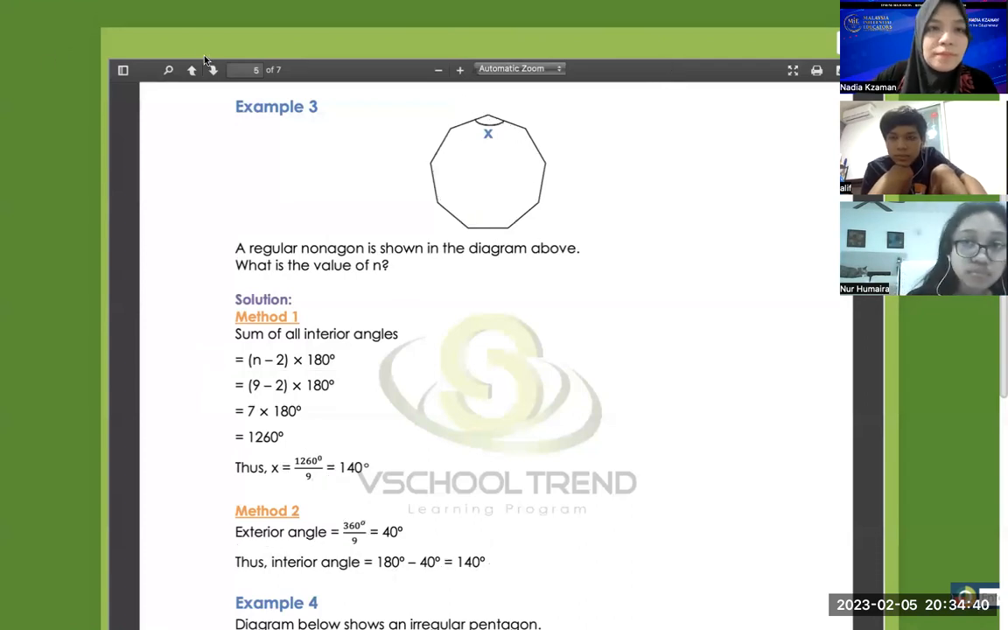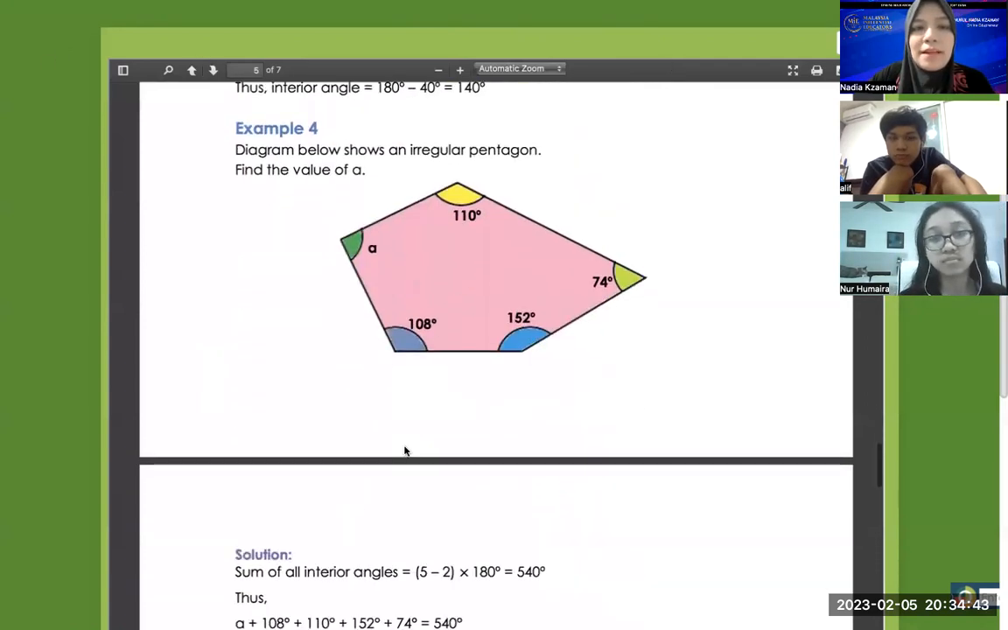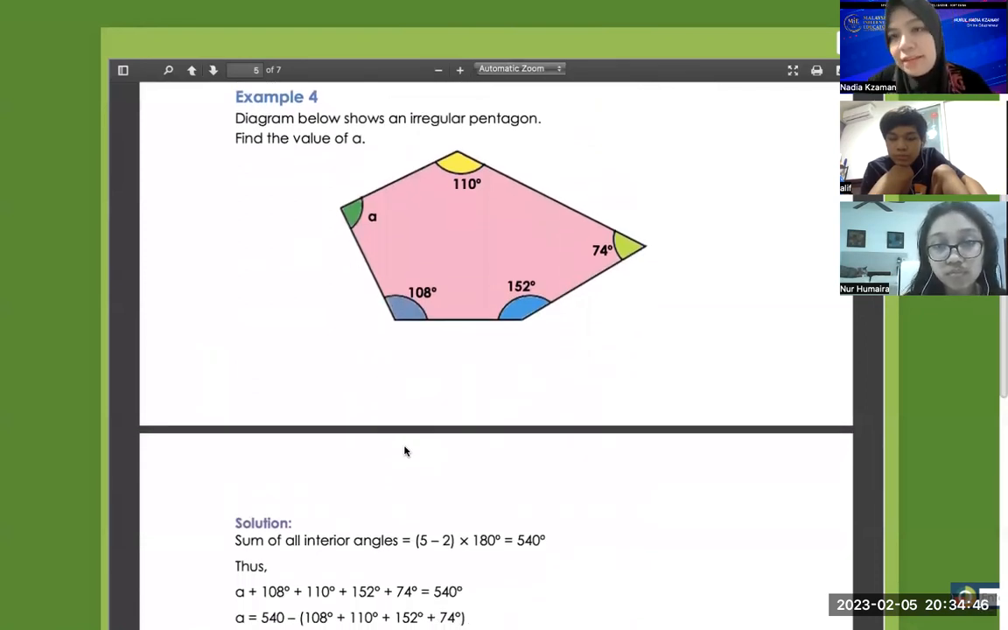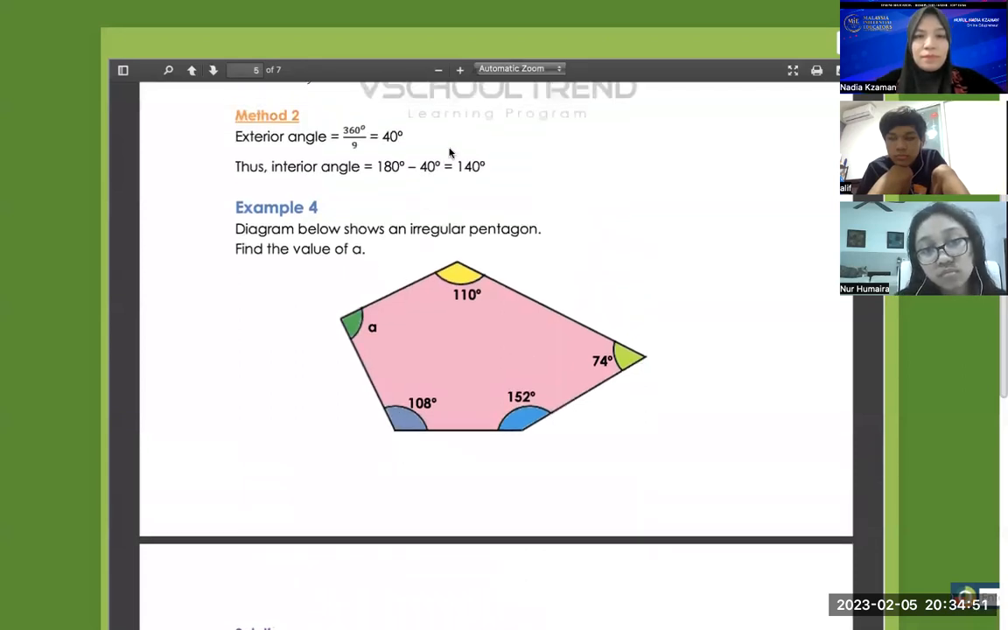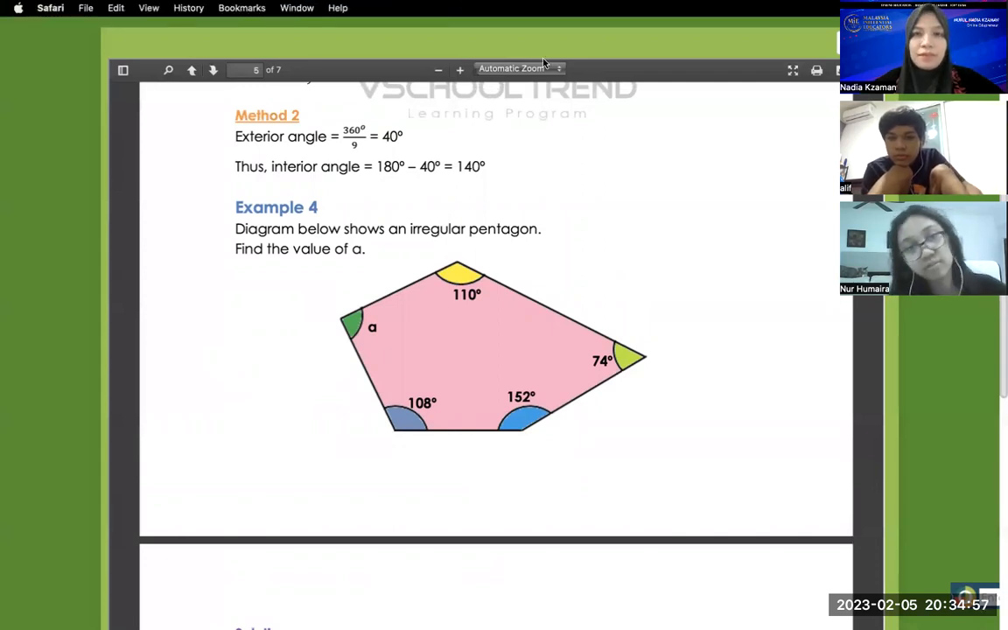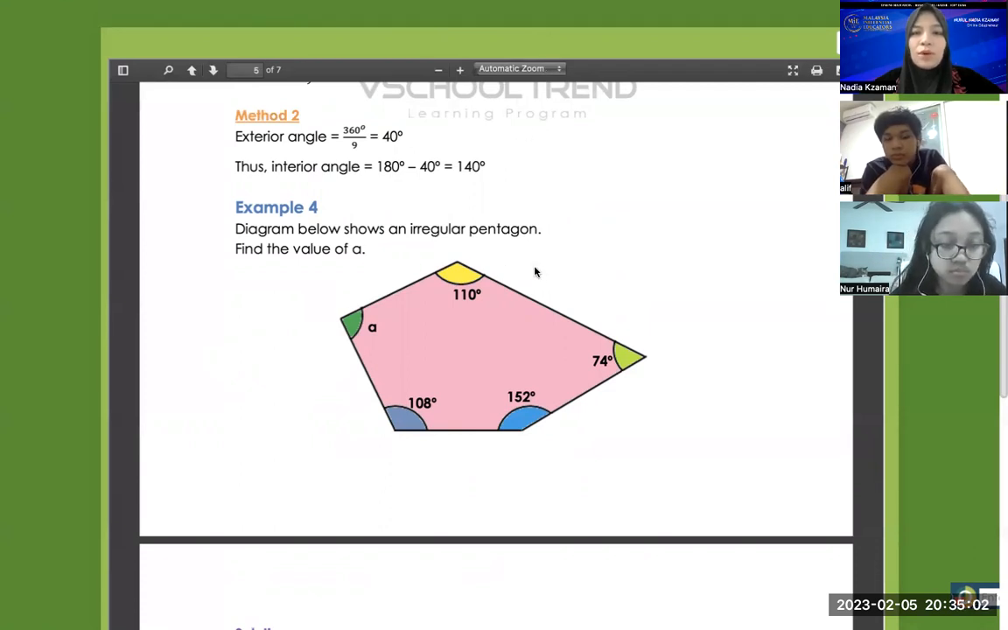So let us see example number 4, which is an irregular pentagon. How many sides do we have in this pentagon? Five sides. So what is the sum of the exterior angles? What is the total of the exterior angles?